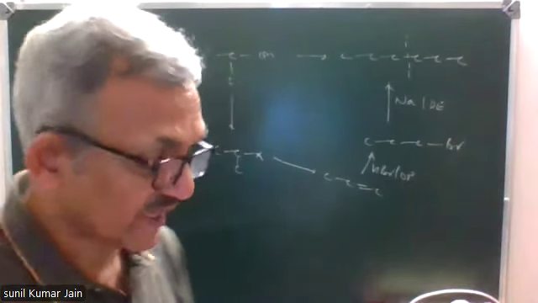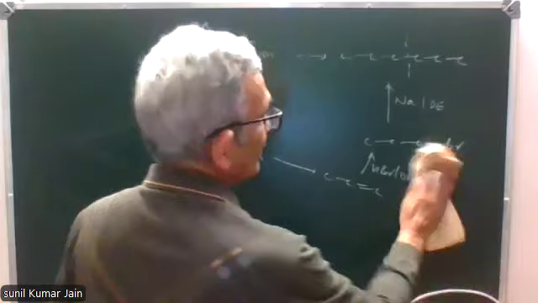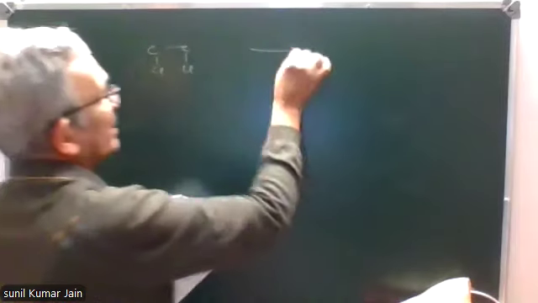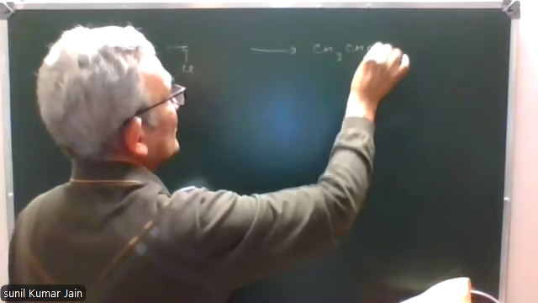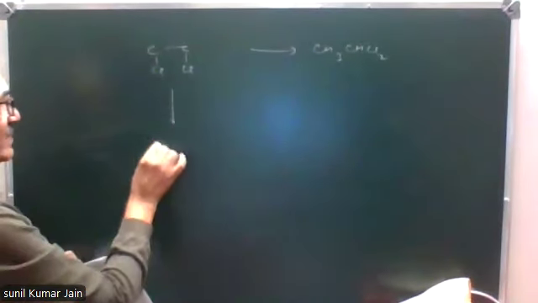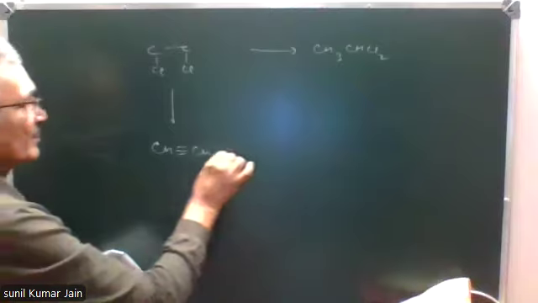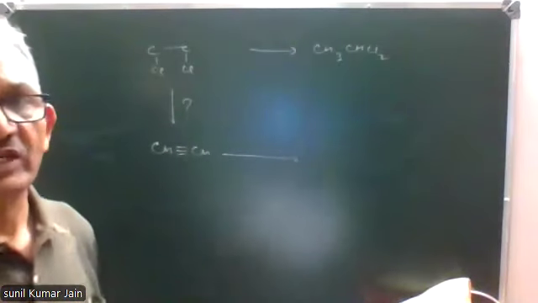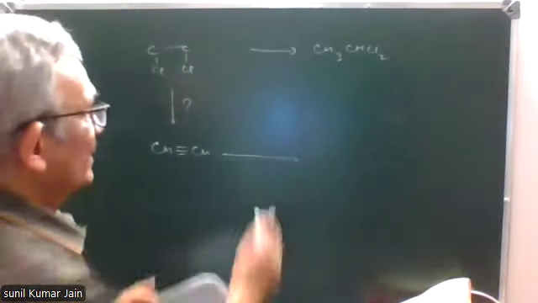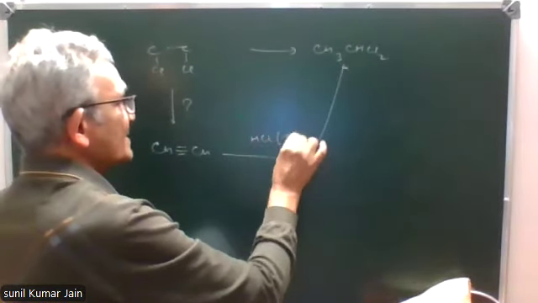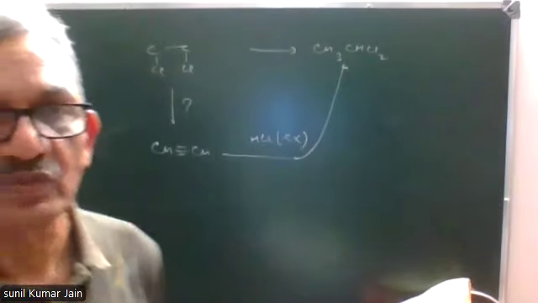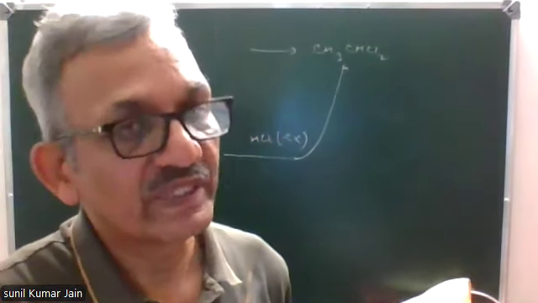Ethylene chloride into ethylidene chloride. Ethylene chloride is vicinal. Ethylidene chloride is geminal. React with alcoholic KOH. With alcoholic KOH, we'll get an alkyne. Then react with excess HCl. According to Markovnikov's rule, you'll get 1,1-dihaloethane.